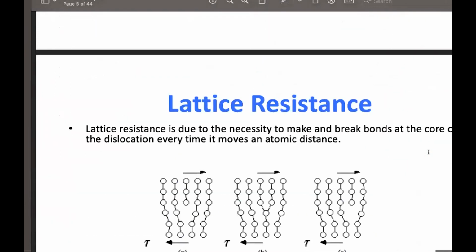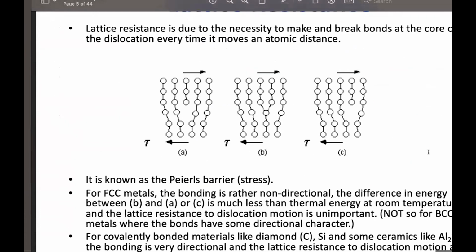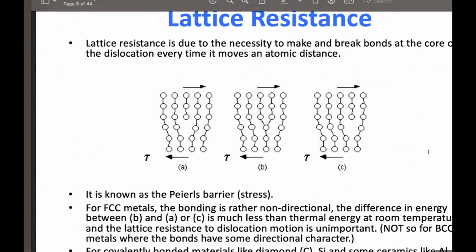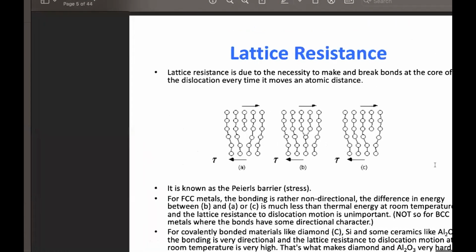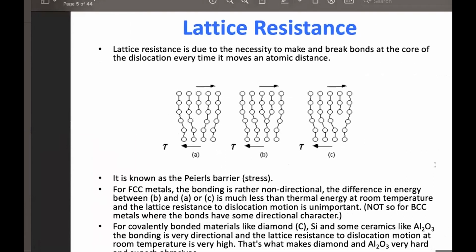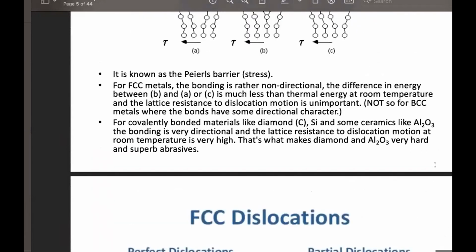The lattice resistance, the definition is due to the necessity to make and break bonds at the core of the dislocation every time it moves an atomic distance. So it is also called Peierls stress, Peierls barrier. So the lattice resistance is very low in FCC.